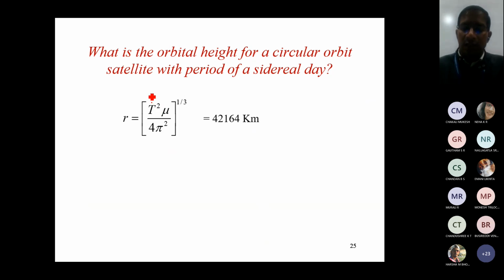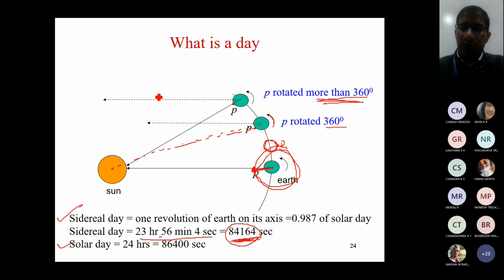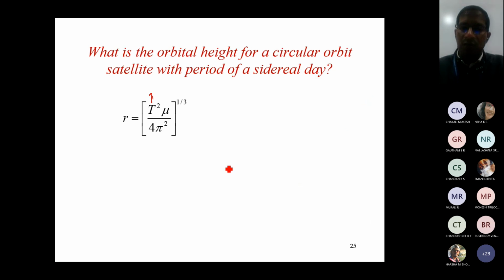So the value of T, which we got from the previous one, is 84,164. Mu is a constant, and 4 pi square is a constant. If you put in the values, then it will come to 42,164. So this is the orbital height.